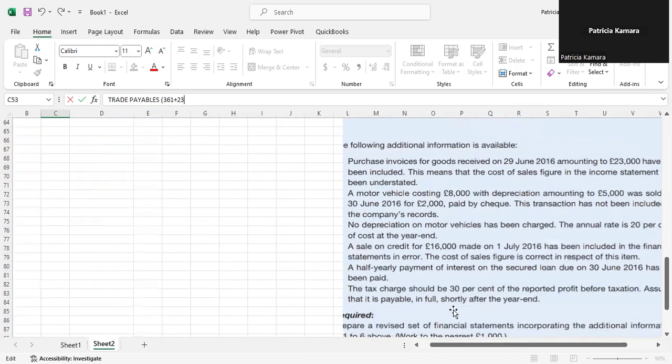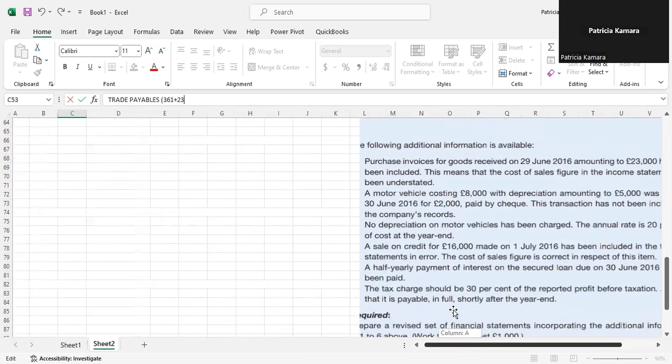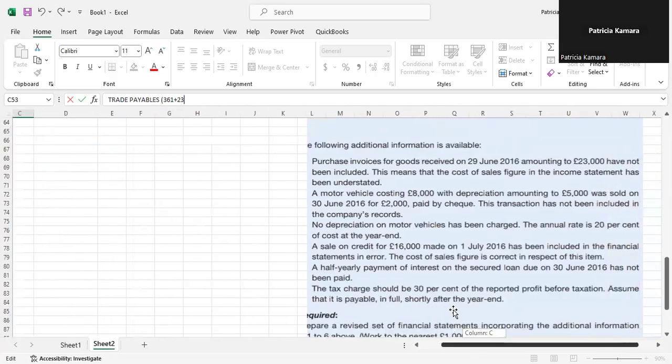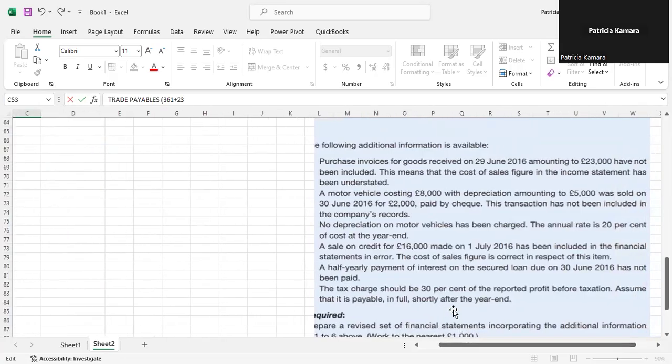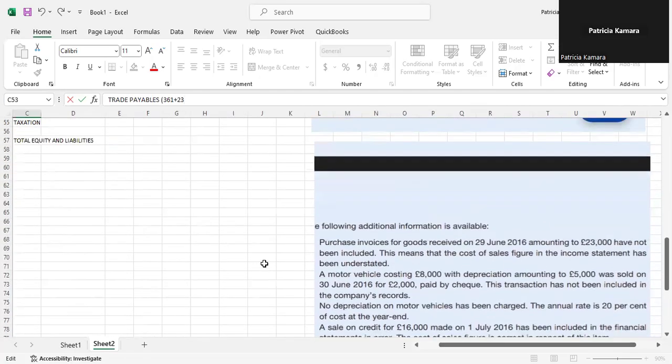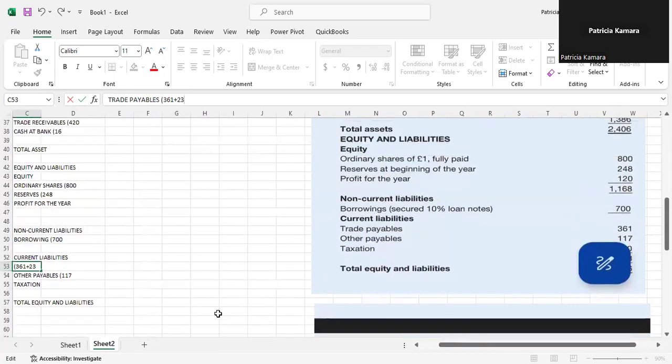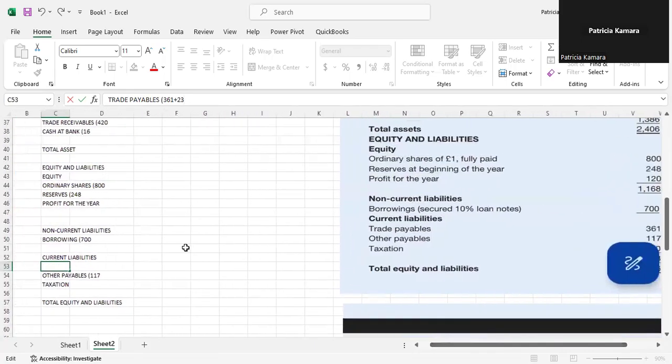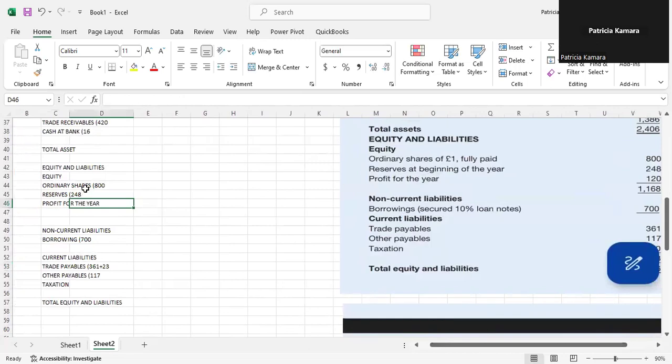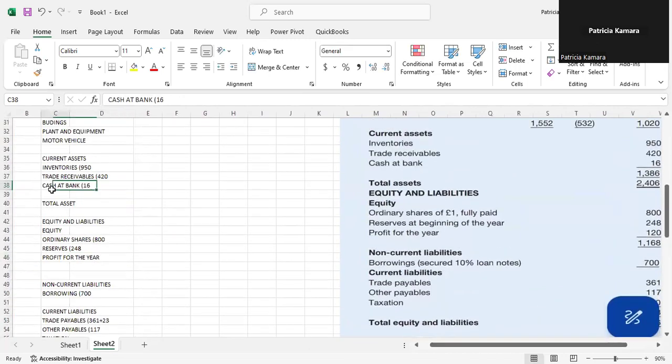And then note 2: a motor vehicle costing 8,000 with depreciation amounting to 5,000 was sold on 30th June 2016 for 2,000 paid by cheque. Once you say paid by cheque, it means that we have received 2,000. So quickly, you go into your cash or bank figure to increase it by 2, because these are monies that we have received. So we'll come and add the 2 here.